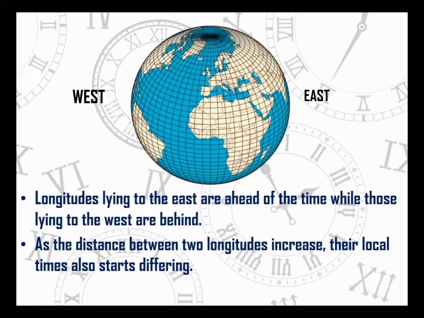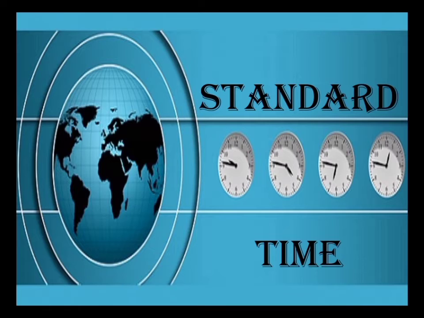Next, we also learned the distance between two longitude lines is 4 minutes, because one longitude line is equal to 4 minutes, and as the distance between longitude lines increases, the local times also differ much more from each other. So in today's class, we are going to learn about standard time.